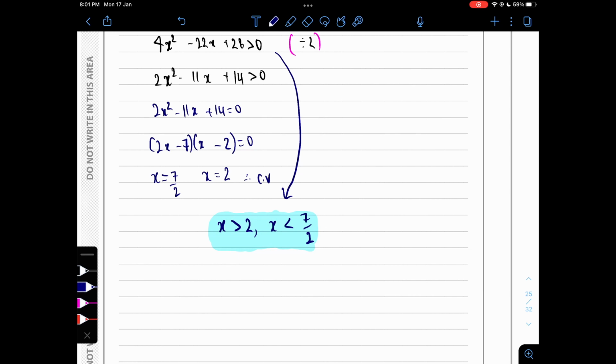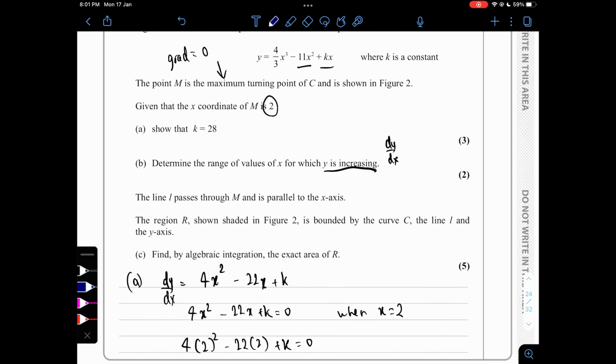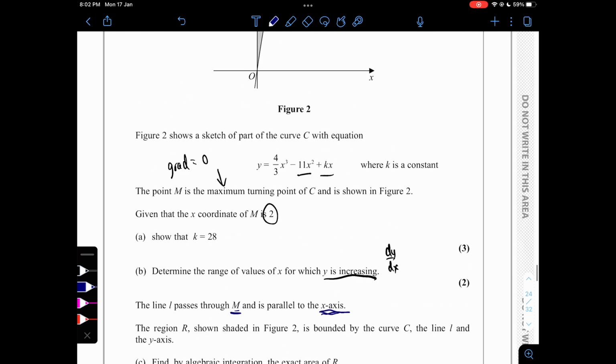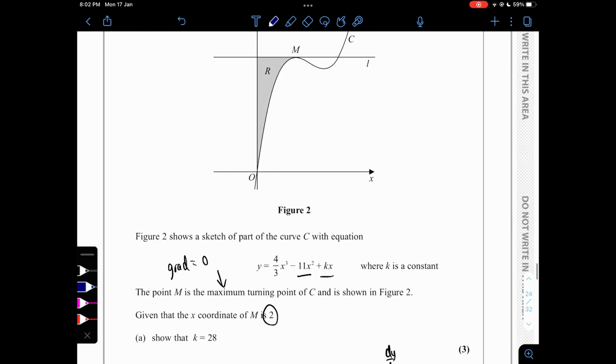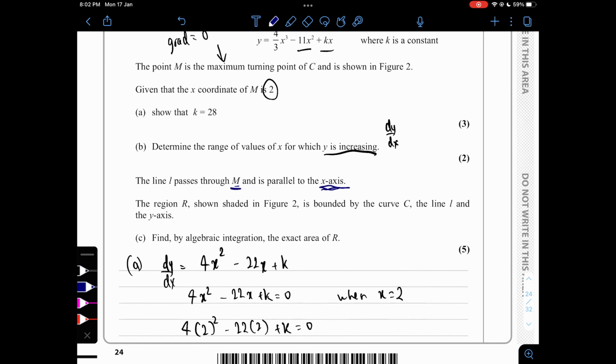Let's move on to part C. The line L passes through M. Okay, we know what M is. It has an x coordinate of 2 and is parallel to the x-axis. The region R shown in the figure is bounded by the curve C, the line L and the y-axis. Find, by algebraic integration, the exact area of R.